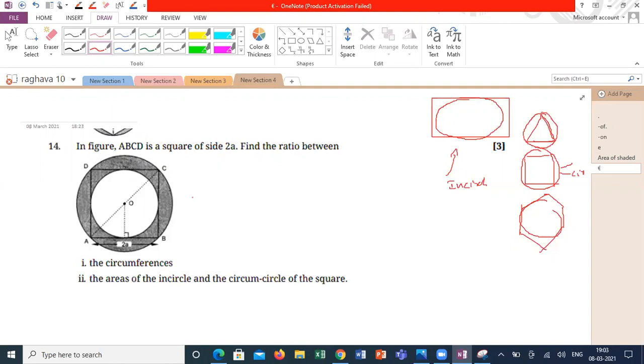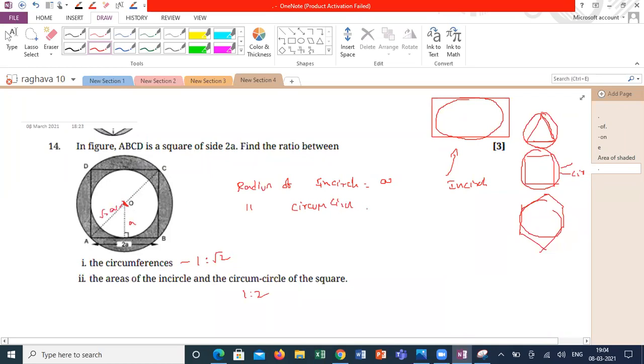Sir, is the ratio between the circumferences 1 is to root 2, sir? See, we will wait for others also. Next, for the area of the incircle and the circumcircle of the square, it is 1 is to 2, sir. What is the radius of the incircle? Sir, a. And the radius of the circumcircle? Root 2 a, because it is the hypotenuse, half of the length of the diagonal, correct? Yes, sir. From this we can do it.